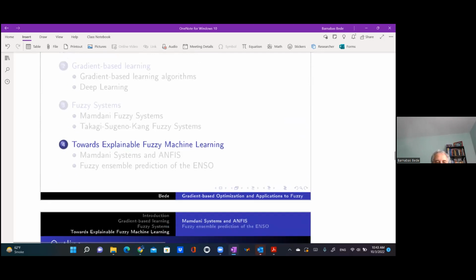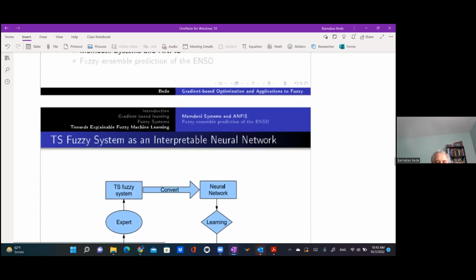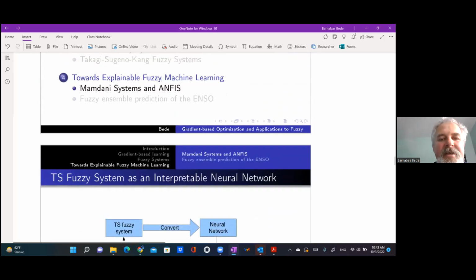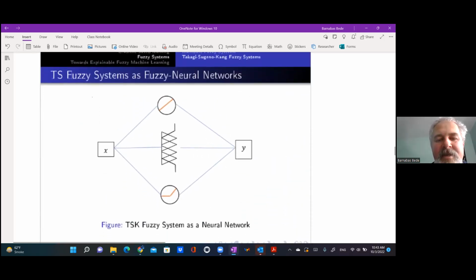Anyway, so let's continue. How could we build interpretable neural networks? This is basically the method where I translate a neural network that has been trained, for example, in TensorFlow, into a fuzzy system to make it interpretable. So let's start here. Using this method, this is basically the translation of a neural network into a TS fuzzy system. So a neural network can be converted into a TS fuzzy system of this type by direct calculation.